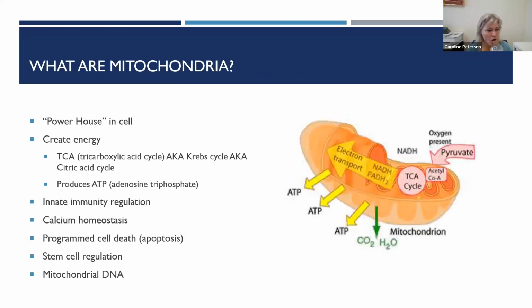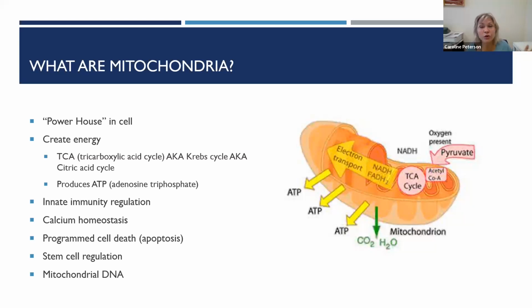What are the mitochondria? The mitochondria are the powerhouse in the cell. They create energy, and the energy they produce is ATP, and that's what the body runs on. They help with the immune system. Again, calcium, you're going to see calcium all over the place. Calcium homeostasis and apoptosis, which is programmed cell death. This is a way the body cleans up after itself. Mitochondria are even related to stem cell regulation.